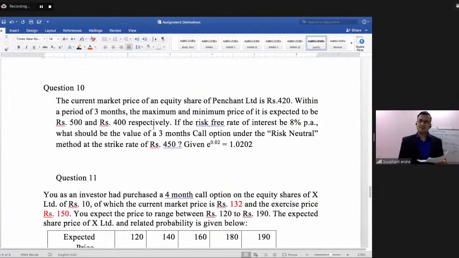The current market price is 420. Within a period of 3 months, the maximum and the minimum price is expected to be 500 and 400. Here, the maximum and minimum price is given to you. In case of a binomial model, 10% or 20% was given, 20% upside and 20% downside. If the risk-free rate is 8% per annum, what should be the value of the 3 months call option under the risk-neutral method at a strike price of 450? Given e to the power 0.02 as 1.0202.